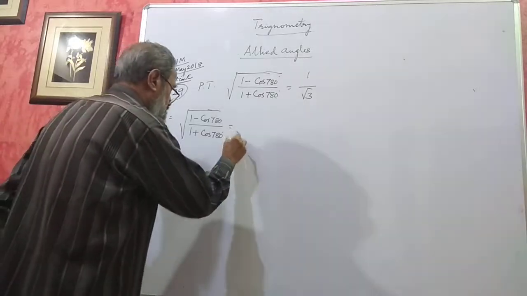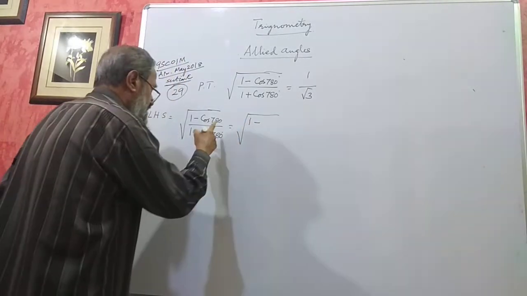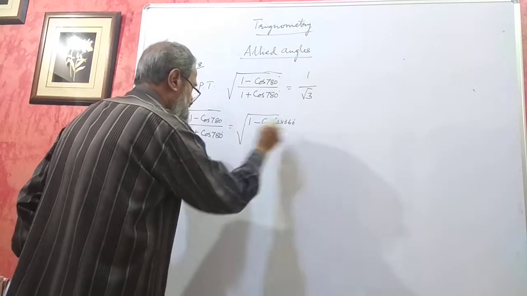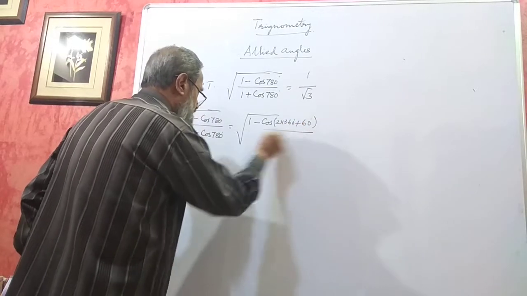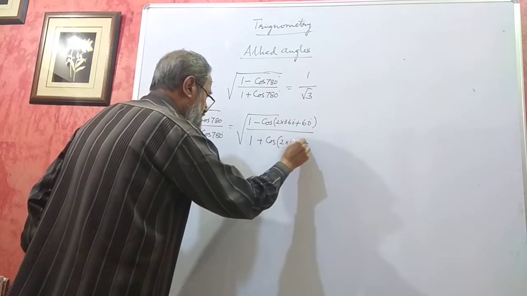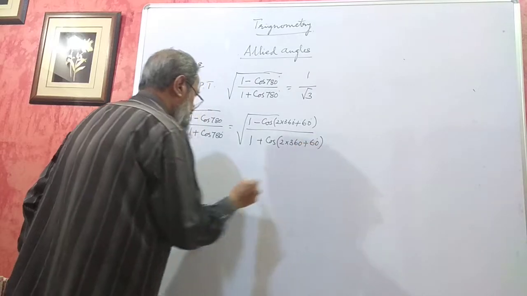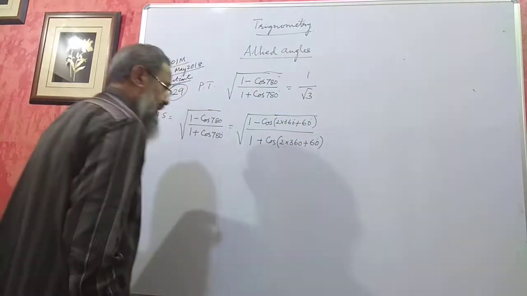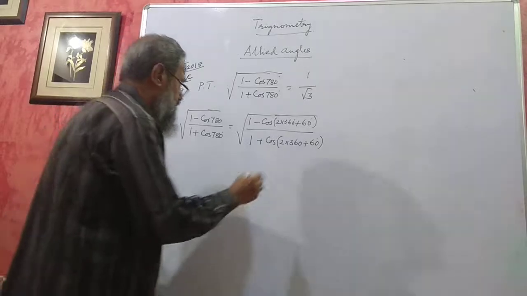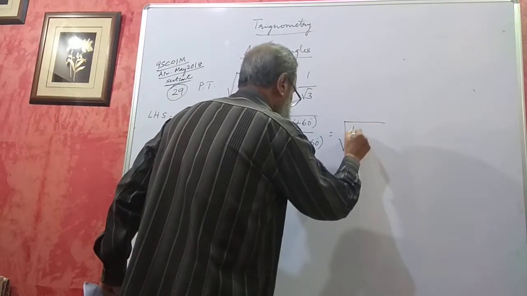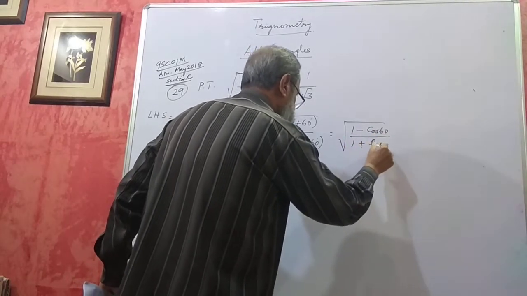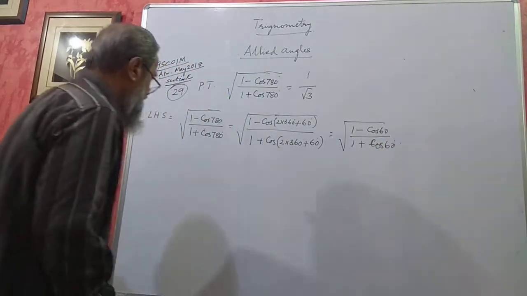Now this is equal to square root of 1 minus cos 780, which can be written as cos of 2 into 360, that is 720, plus 60, divided by 1 plus cos of 2 into 360 plus 60 degree. So both come in the first quadrant, because 2 into 360 becomes the same as 0, two rounds. So this is square root of 1 minus cos 60 divided by 1 plus cos 60.